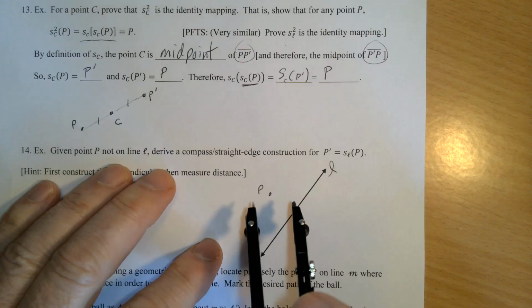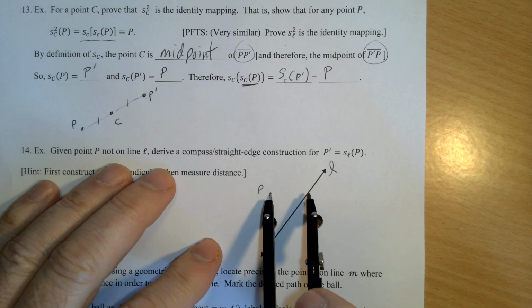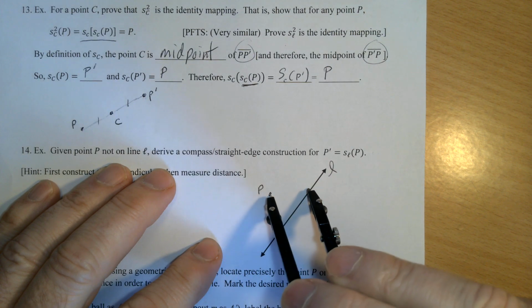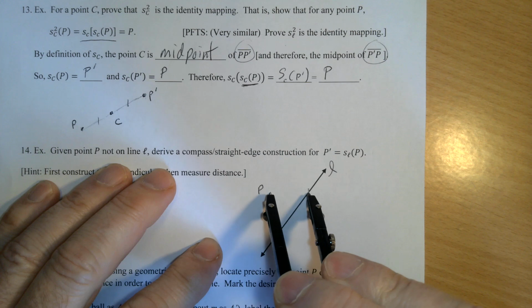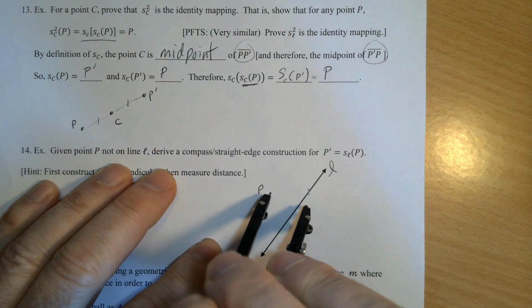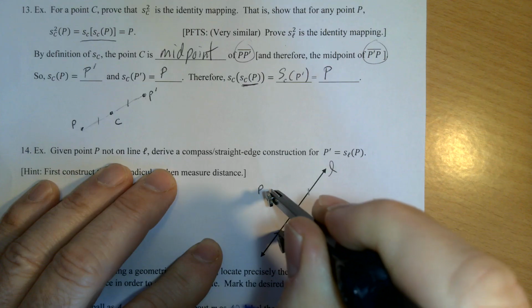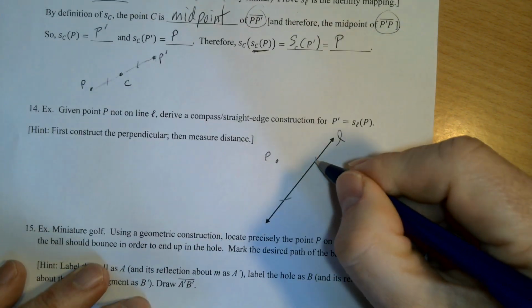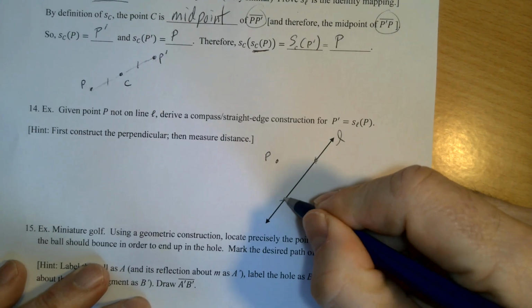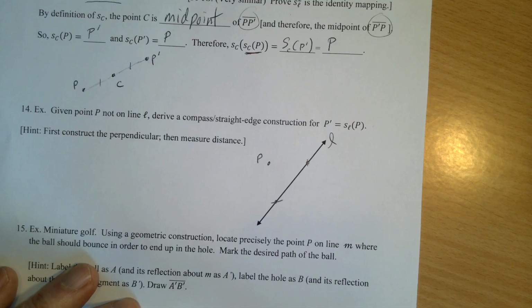Make it a little bit longer. Put the point on the point P. Make a notch. And then go over to the other side, make another notch. So this point and this point are equidistant from the point P.